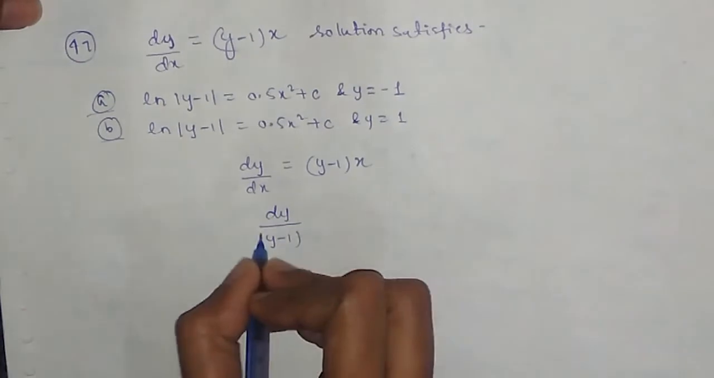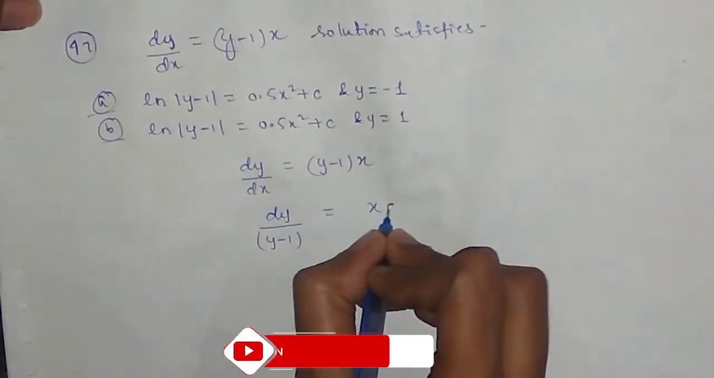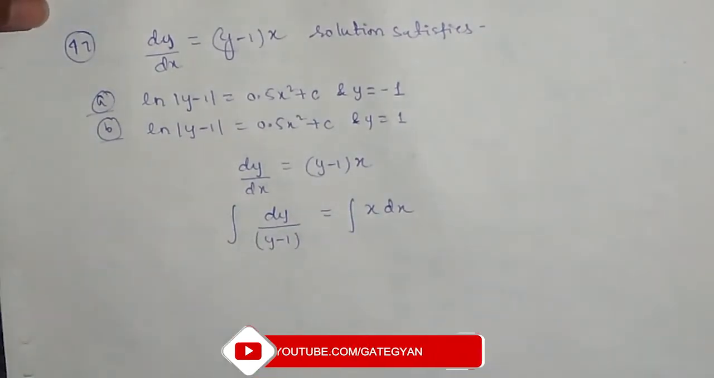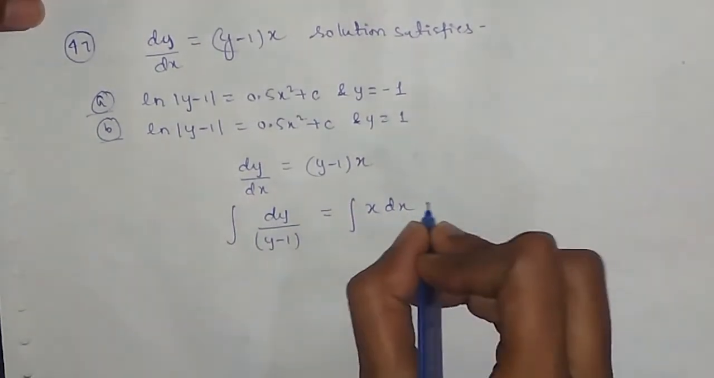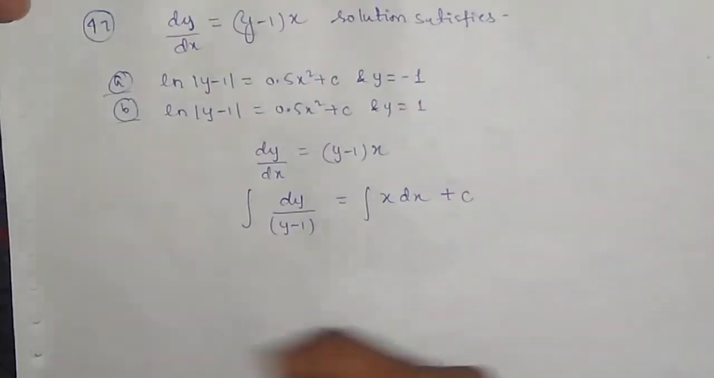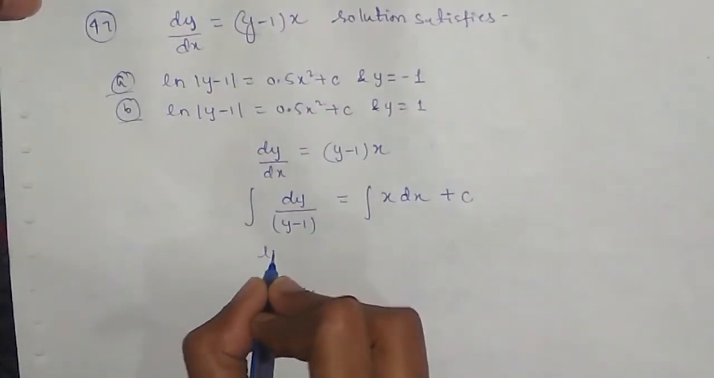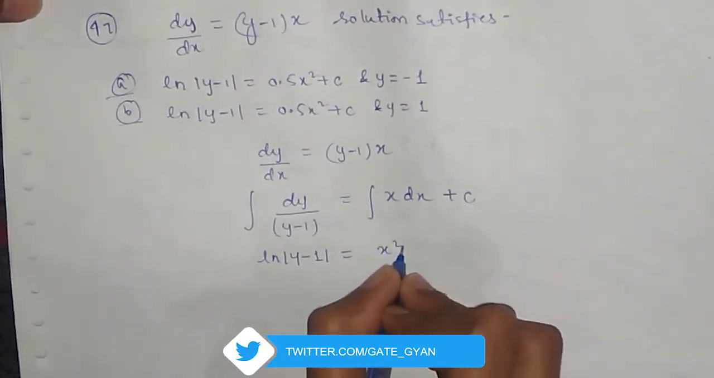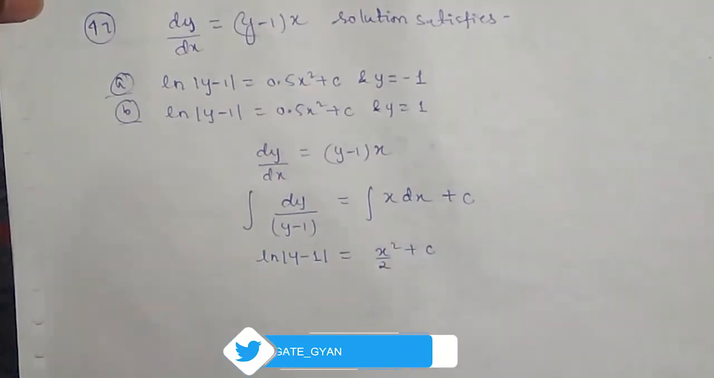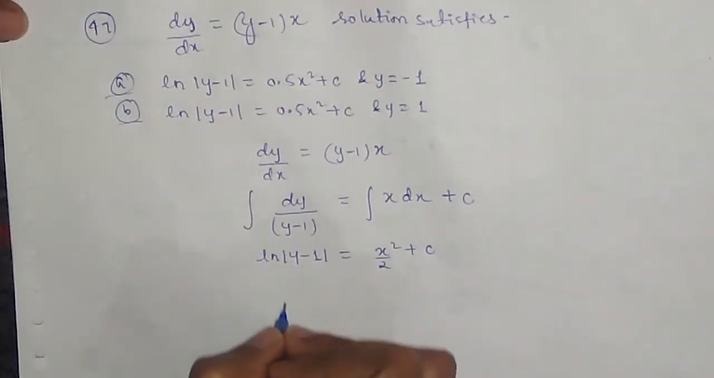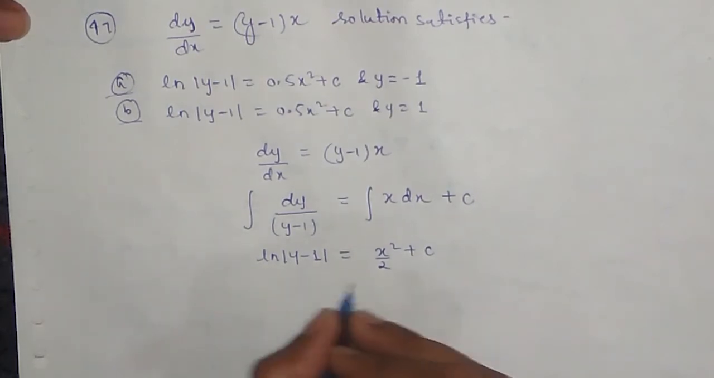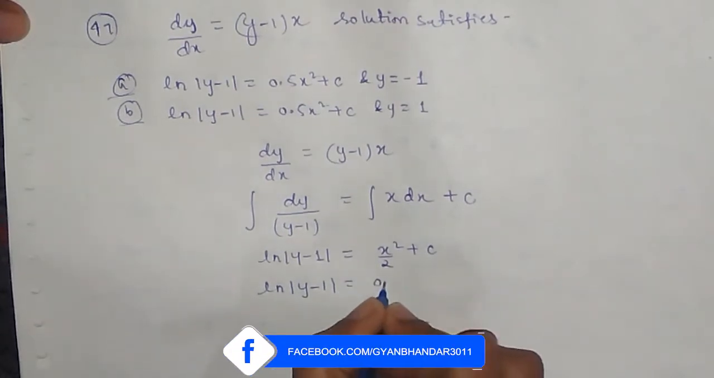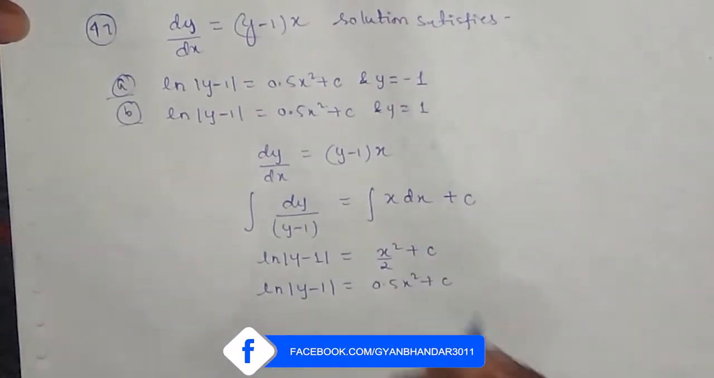We'll bring y minus 1 to this side and x dx to the right side, and we'll integrate both these functions. So this is going to be ln mod (y minus 1) equals x square by 2 plus c, or I can say ln mod (y minus 1) equals 0.5 x square plus c.